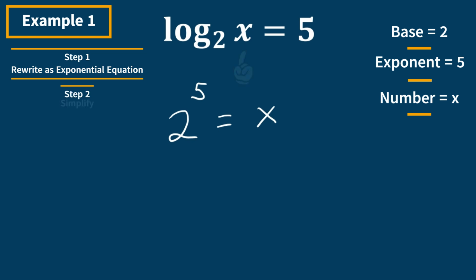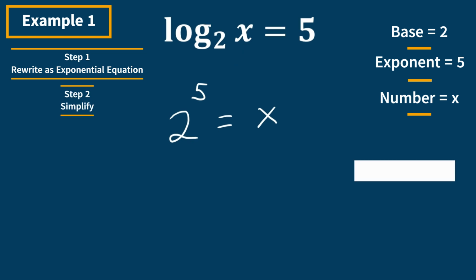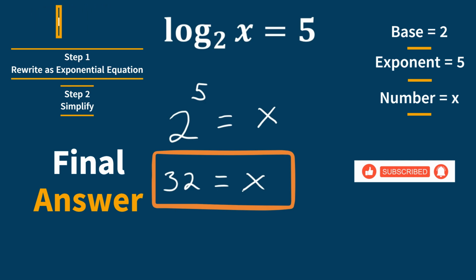So all we have to do is simplify this. 2 raised to the 5th is 32. And that is equal to x. This is our final answer.